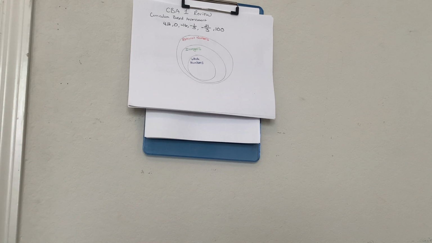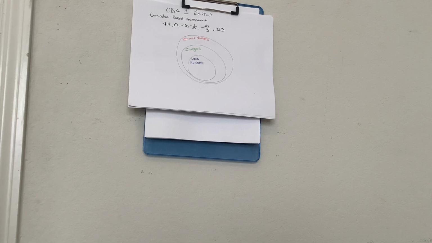All right. So we're going to be talking about the CBA 1 review because it's coming up. CBA just stands for Curriculum Based Assessment. It's the stuff we've been learning in class, right? So things that we should know about rational numbers, integers, and whole numbers, okay?